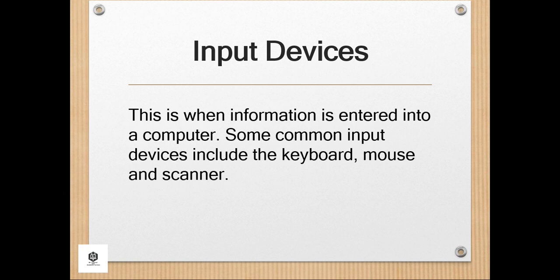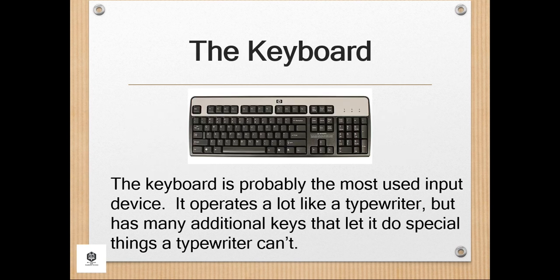A computer works with the help of input, process, and output devices. Input is when information is entered into a computer. Some common input devices include the keyboard, mouse, and scanner. The keyboard is one of the main ways to communicate with a computer. There are many different types of keyboards, but most are very similar and allow you to accomplish the same basic tasks. I will upload soon another presentation for you to learn about the different parts of the keyboard.